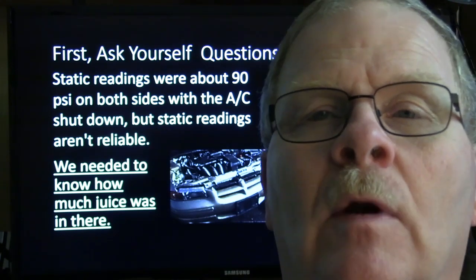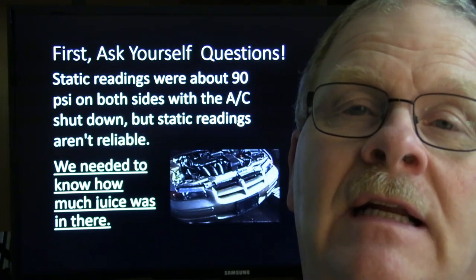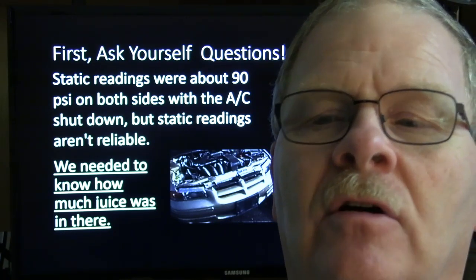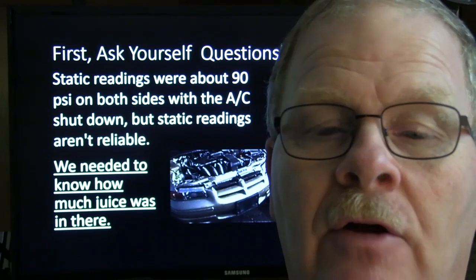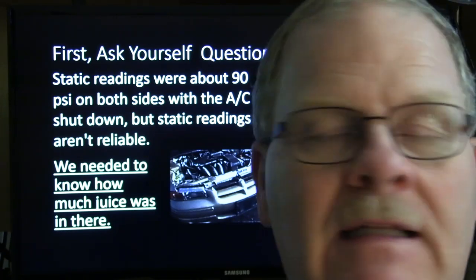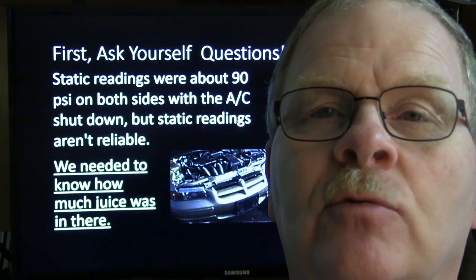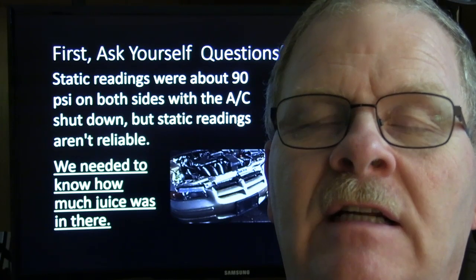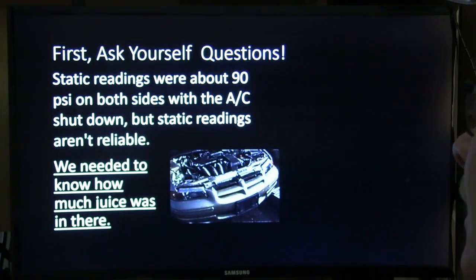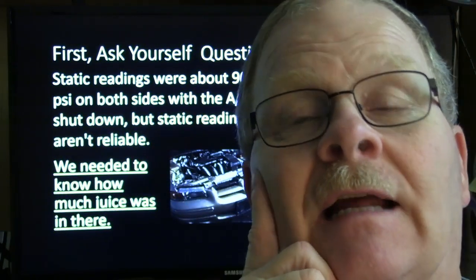And even at the Mobile Air Conditioning Society convention, they'll tell you that static readings will only give you a little bit of information. You cannot hook the gauges up and say, well, I got 100 pounds of static pressure on both sides, so that means everything's okay. That's hogwash. When you start it up and the compressor starts doing its work, that's when you can look at the readings on your gauges and get an idea of what's going on. And that's what we did here. But we needed to know how much refrigerant this thing had in it.